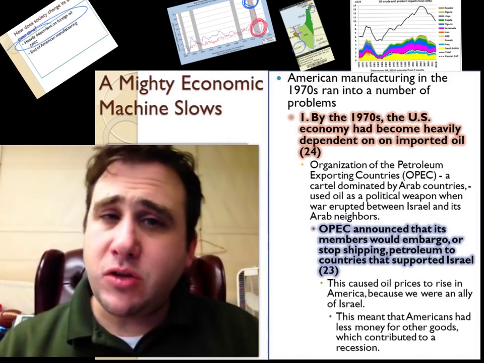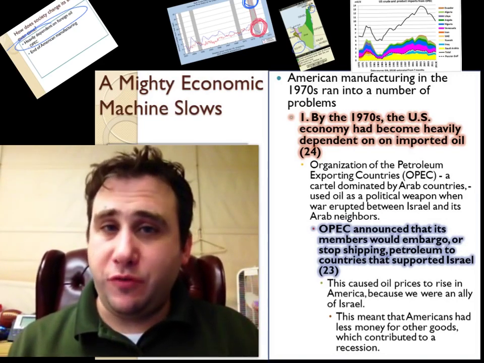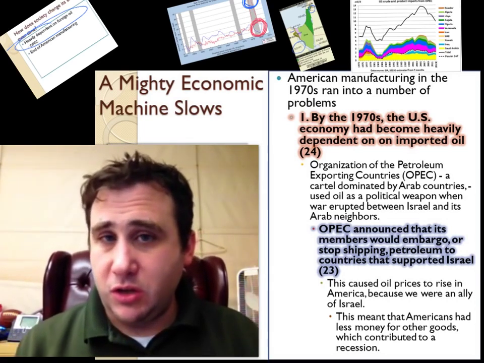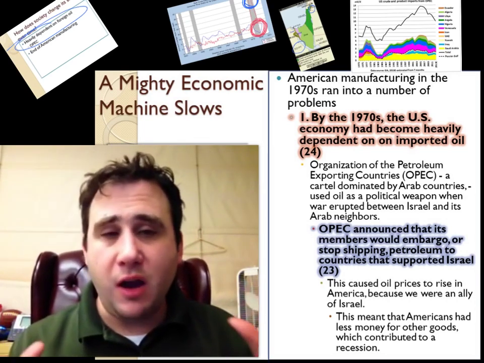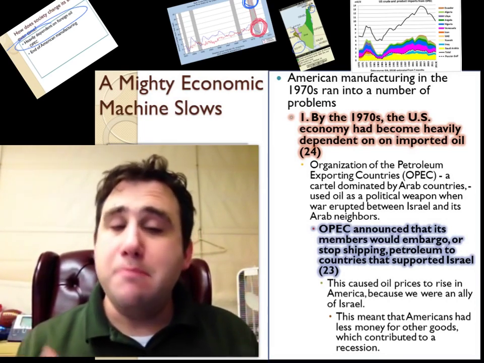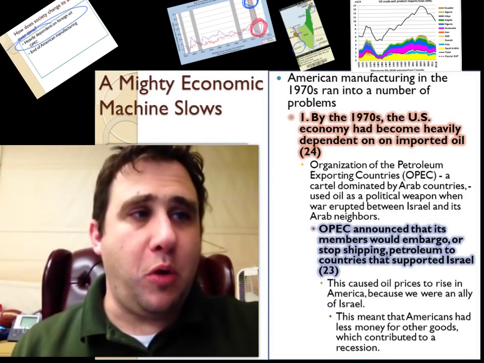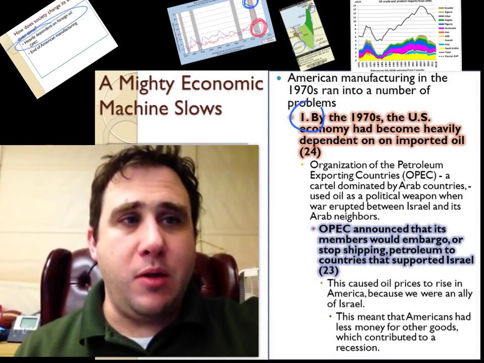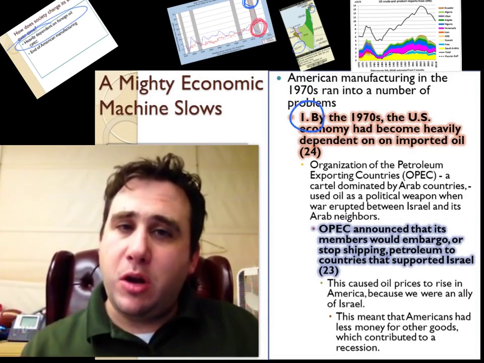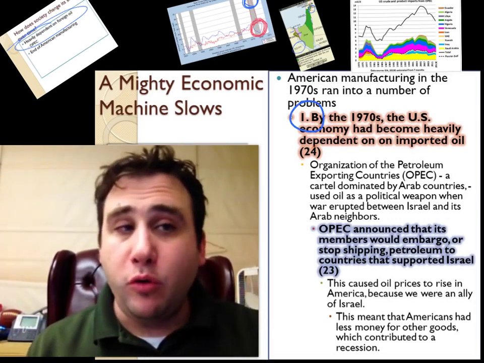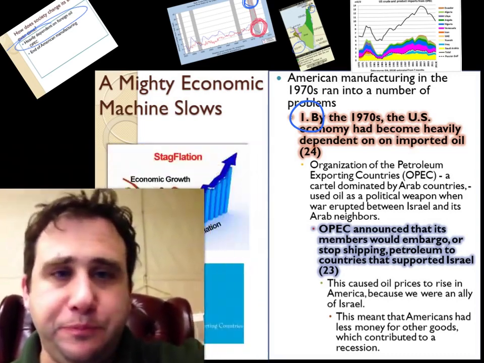And manufacturing in America is going to run into a number of different problems, a number of different issues. And when we say the word manufacturing, remember that what we're talking about is making things in a factory. So here's a couple of the problems. One of those problems, number one, is that our economy is heavily dependent upon foreign oil. Now, what does that mean?